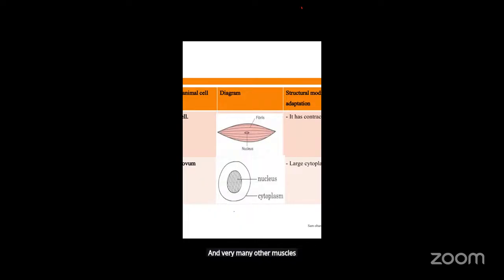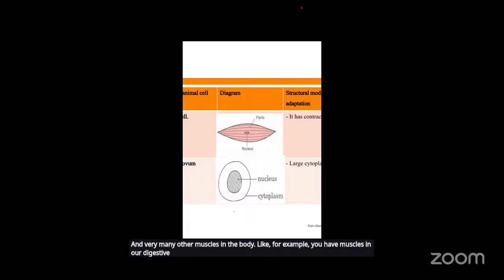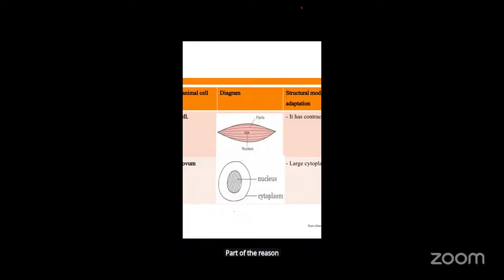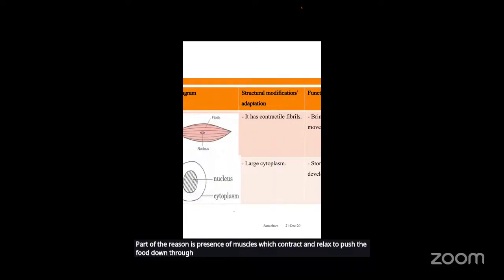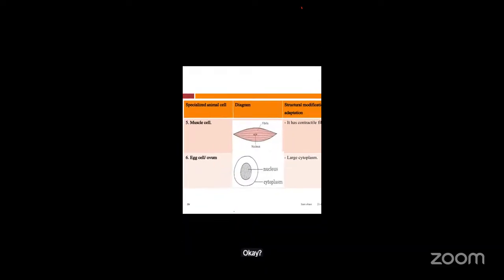For example, we have muscles in our digestive system. The reason why when we swallow food, that food is smoothly swallowed, part of the reason is the presence of muscles which contract and relax to push the food down through the digestive system. Okay. Now, how are muscle cells adapted to their function?